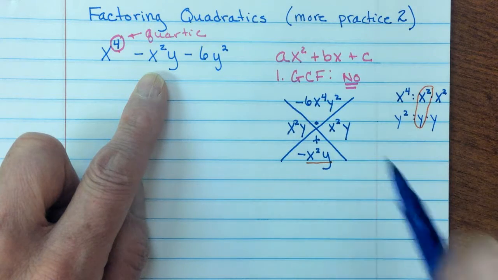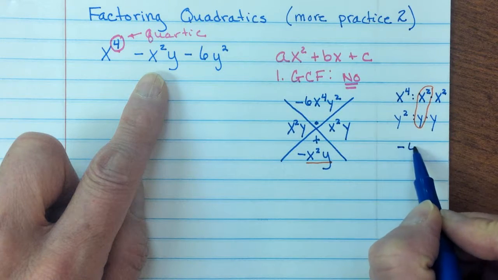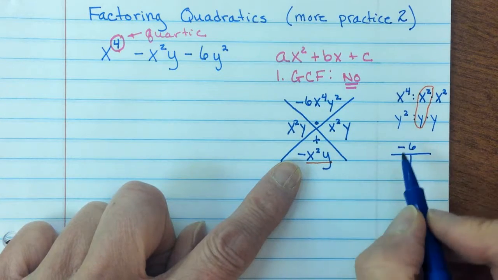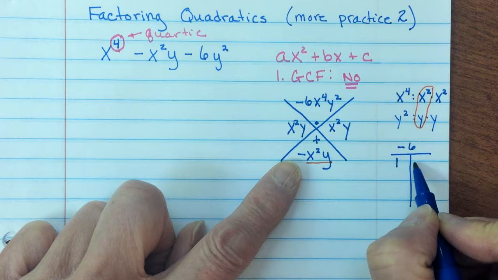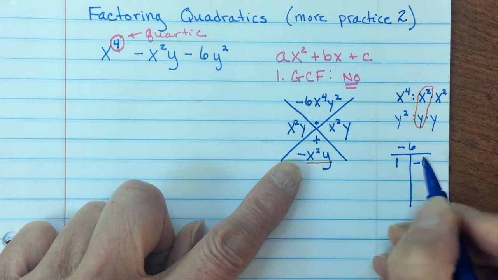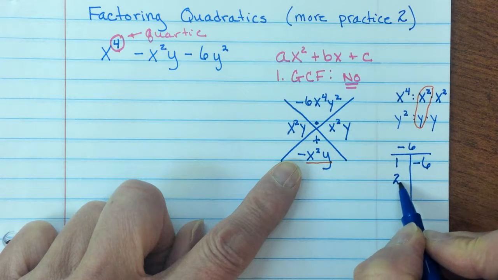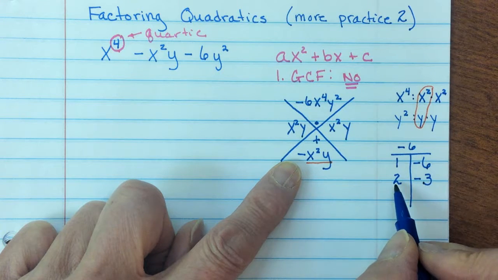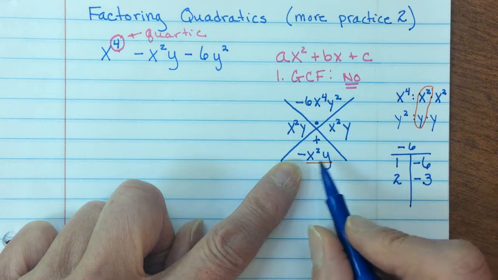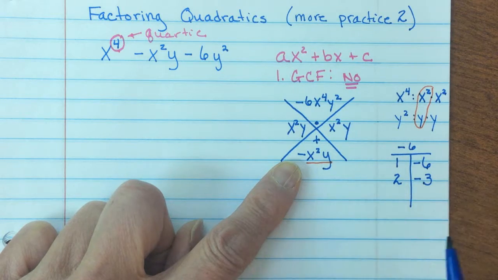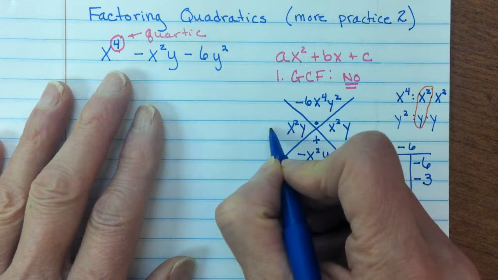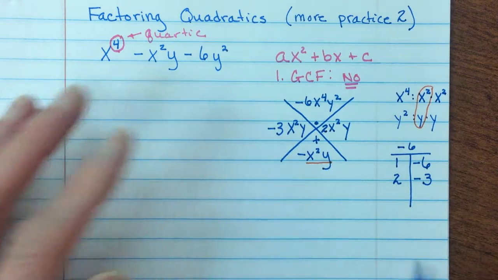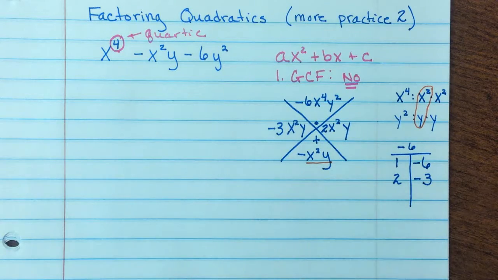So now what are we doing? We're going to look for our factors of negative 6 that add up to negative 1. So I know I have 1 times negative 6. I have 2 times negative 3. I can stop right there because I know 2 plus negative 3 is going to give me negative 1. So that means I'm going to put the negative 3 on this side and the 2 on this side. It really doesn't matter which way you put it.